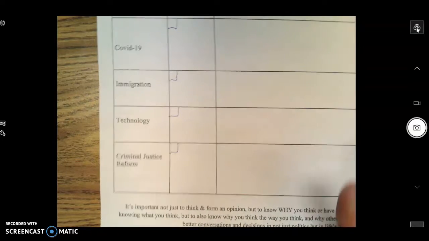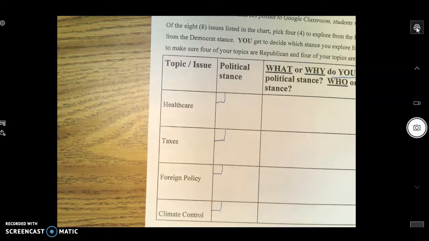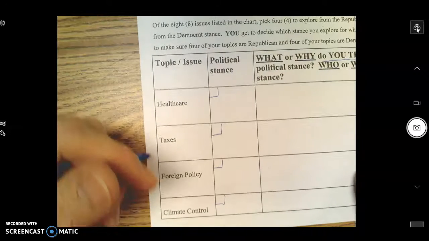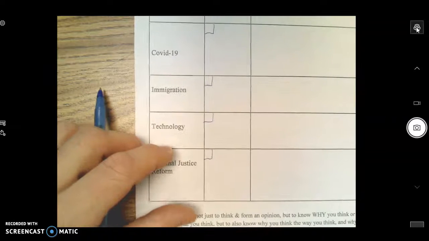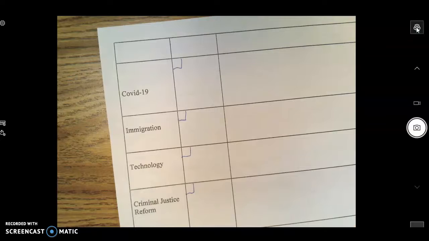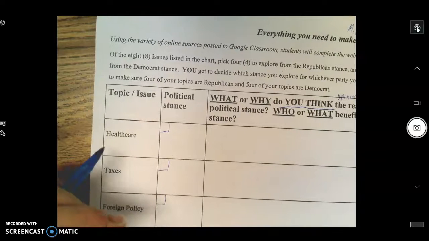All right, so what you're going to do, you've got 8 topics. All these topics are the hot spots of this election: healthcare, taxes, foreign policy, climate control. Flip it over. COVID-19, immigration, technology, and criminal justice reform. There are the sore spots, the spots that everyone wants to know what Biden's stance is and what Trump's stance is on, because these issues are aggravating America right now. What you need to do is 4 of these are going to be Republican, 4 of these are going to be Democrat. Does that make sense?